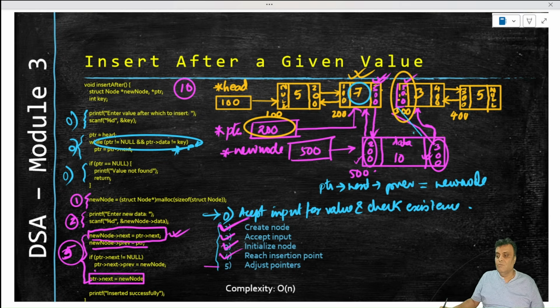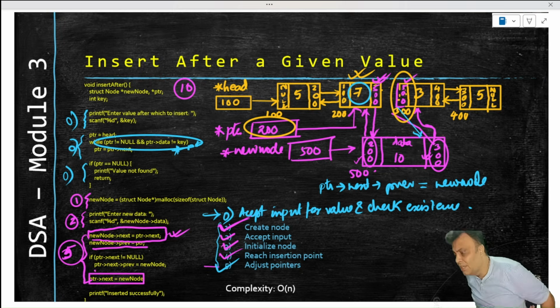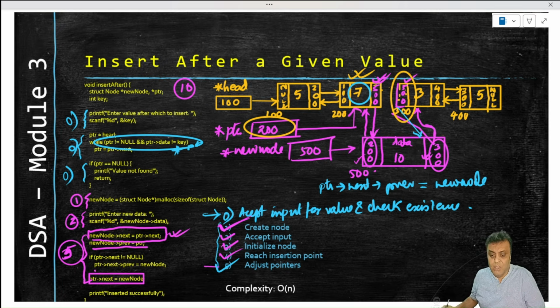So that is how we will do an insert after a given value. And that's what I meant by adjustment of pointers. What is the time complexity? Of course, after a given value, if the given value is found at the end, then you would have gone through n iterations, and therefore the complexity would be order of n. So that's on the insert.